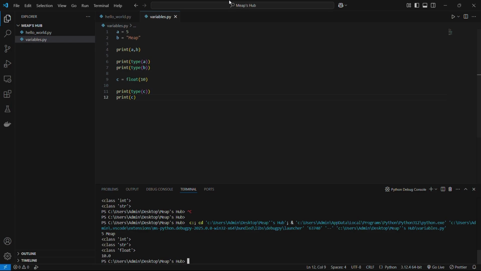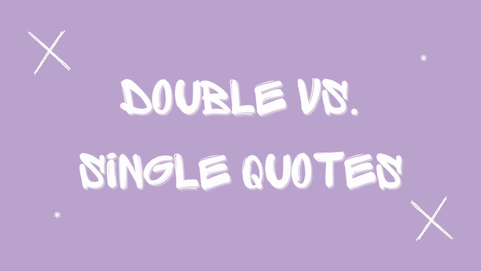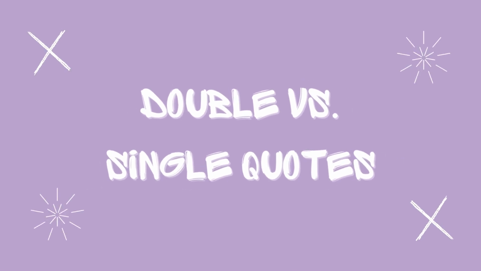Similarly, we can use other casting functions like int to convert a float into an integer or str to turn a number into a string. By using casting, we can control how our data is stored and processed in Python. So, casting lets us manually change a variable's data type when needed. Now that we understand variables, types, and casting, let's move on.